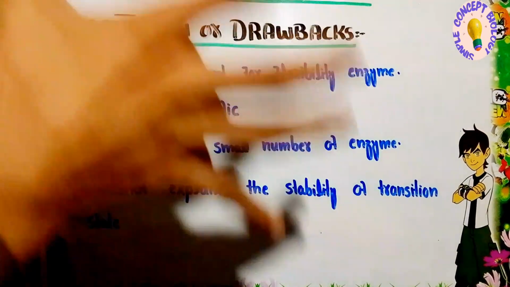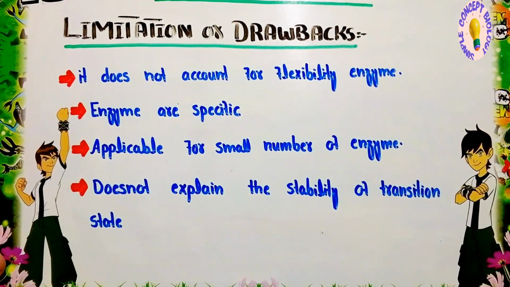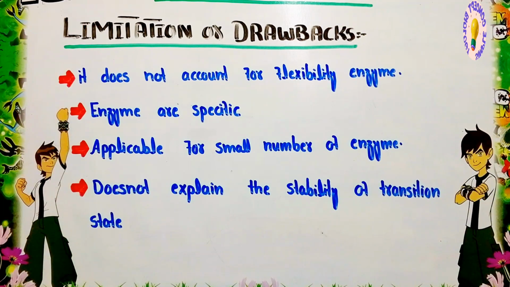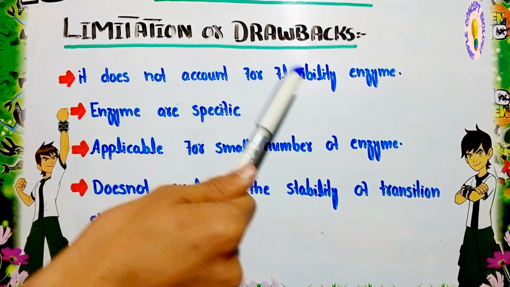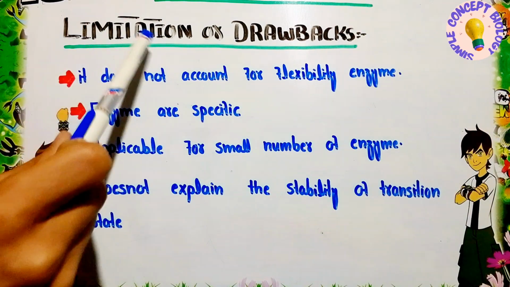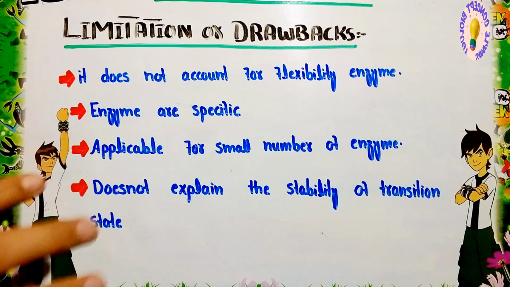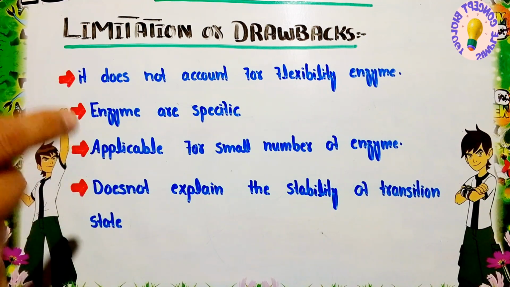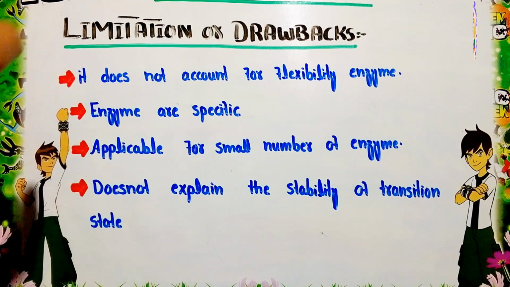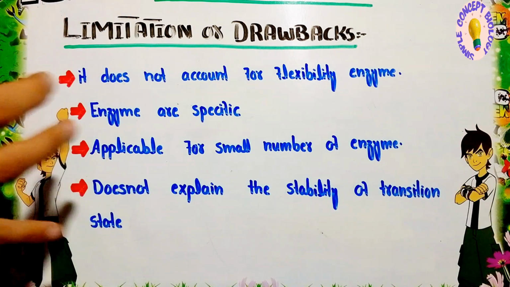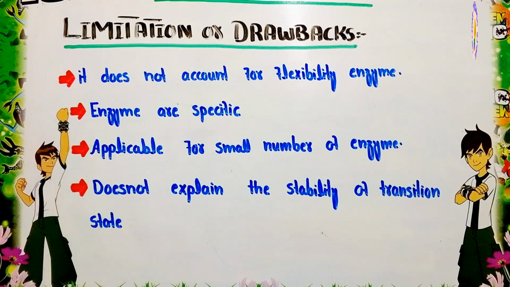Now, finally, what are the shortcomings, drawbacks or limitations of the lock and key model? Here are some of the important limitations. The first one is that it does not account for the flexibility of the enzyme. This model says that the active site of the enzyme is rigid, not flexible. It means that only a specific substrate will attach to the active site of a specific enzyme. In the active site, the substrate is unable to change the shape of the enzyme. So this is the first drawback of the lock and key model.